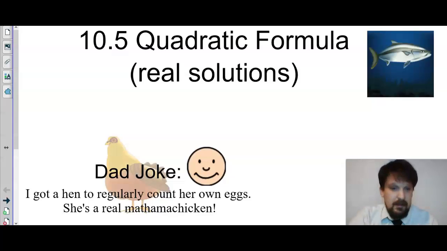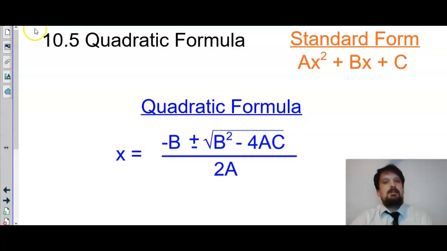Okay, so here's our fish for the day, and your dad joke for the day is: I got a hen to regularly count her own eggs. She is a real mathematician. Instead of mathematician, she's a mathematician. There you go. I know you're all crying right now because you're laughing so hard.